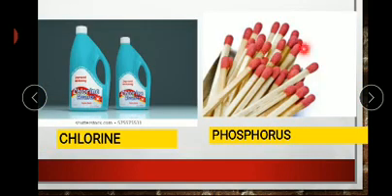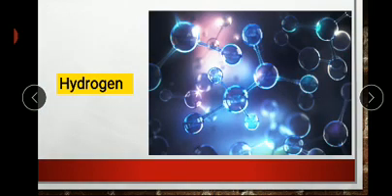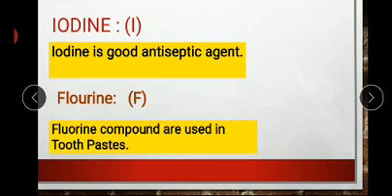Just have a look over here. This is made up of phosphorus. Why is it used over here? Because it has the property of combustion. It can burn easily. And this is chlorine, which is used to clean the germs. It is used in many different ways. Next, this is the picture of hydrogen, which is used as a rocket fuel.